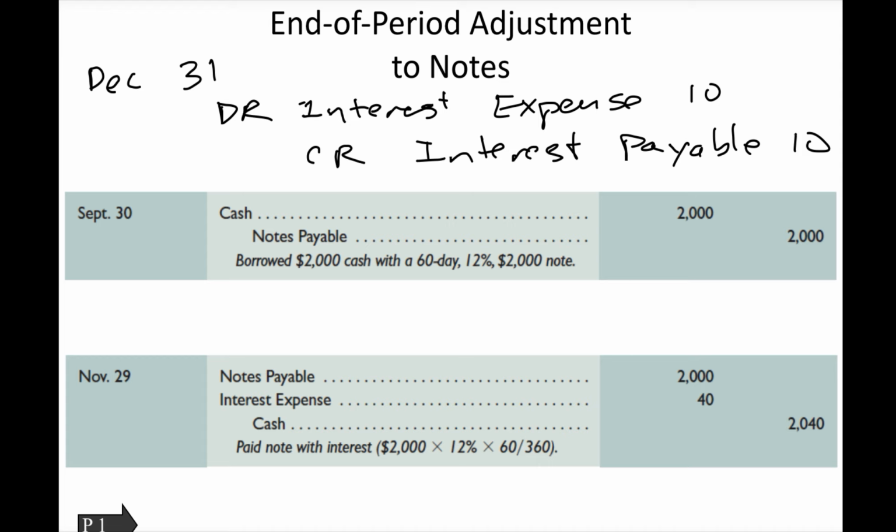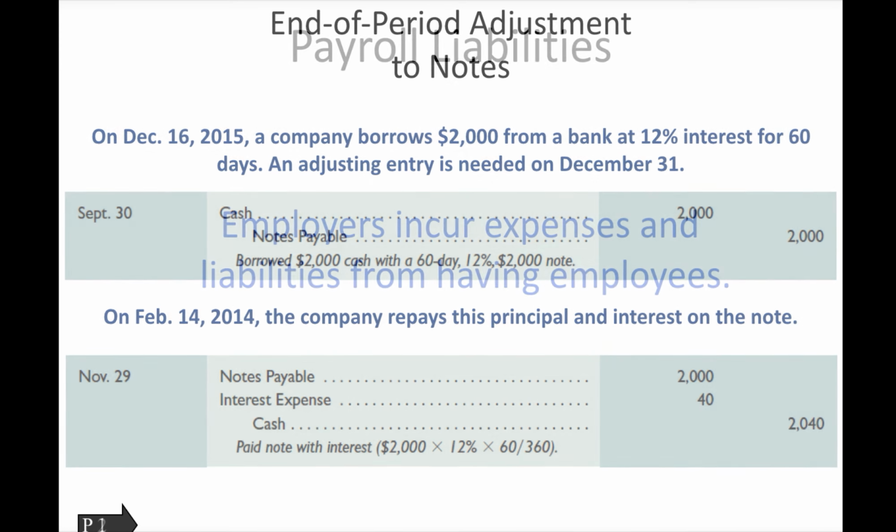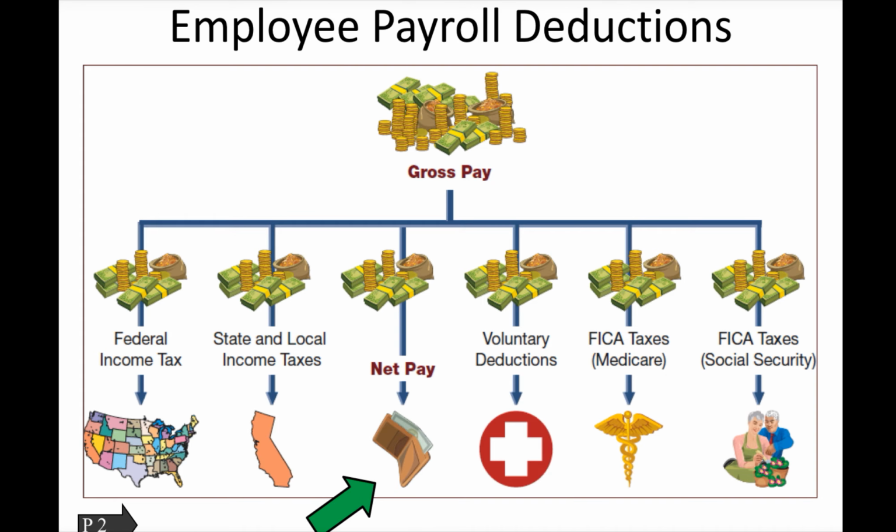All right. Again, the end of period adjustments are probably a little bit beyond the scope of what I would actually ask you to do in the class. But just remember that when you're talking about interest, as time goes by, you're going to continually incur expense. So if you have anything that has interest tied to it, your business will have adjusting entries related to interest. All right, so let's move into payroll liabilities.